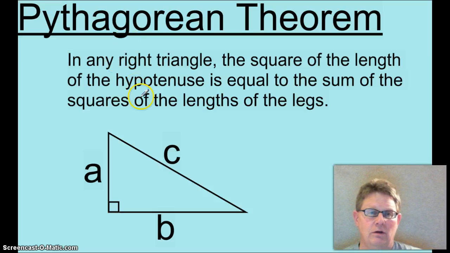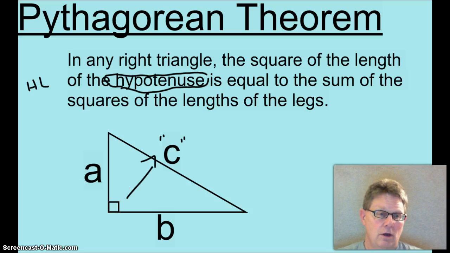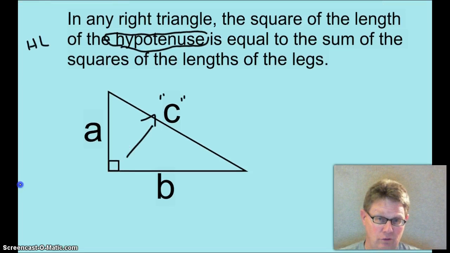Alright, so what you have going here is you need to know what a hypotenuse is. Wow, that was a great job of circling that, wasn't it? Since we did proving triangles congruent with hypotenuse leg, remember that it is the side that's opposite the right angle. So C would be the hypotenuse. The legs are the two sides of the right triangle that form the right angle.